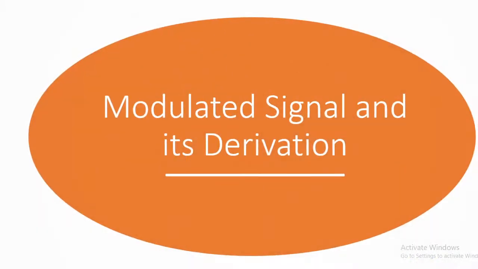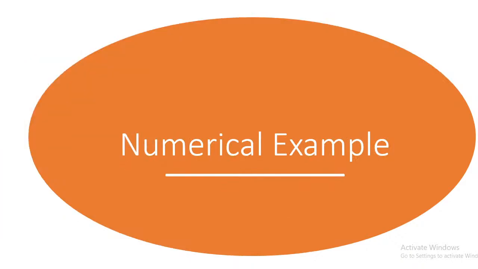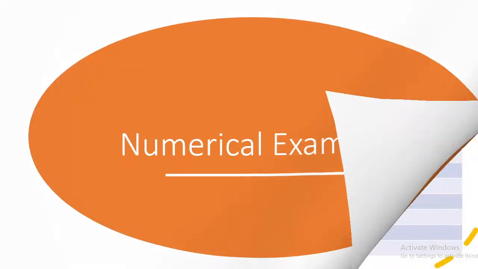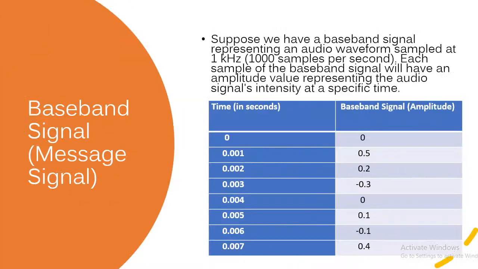Now let us consider another numerical example of a modulated signal and its deviation. As I told you, the modulated signal deviates from the carrier signal. So this is the baseband signal. It is at 1 kilohertz. It is a 1 kilohertz audio signal sampled at 10,000 samples. This is the same one that we have seen earlier.